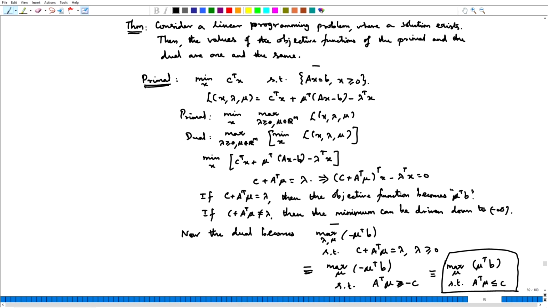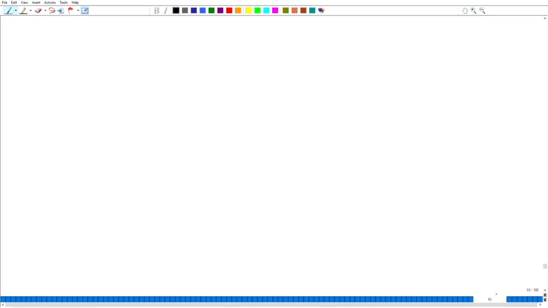The moral of the story is that if the primal problem is min of c transpose x subject to Ax equal to b, x greater than or equal to 0, then the dual is max mu transpose b, or b transpose mu, whichever is comfortable to you, subject to the constraint that A transpose mu is less than or equal to c.